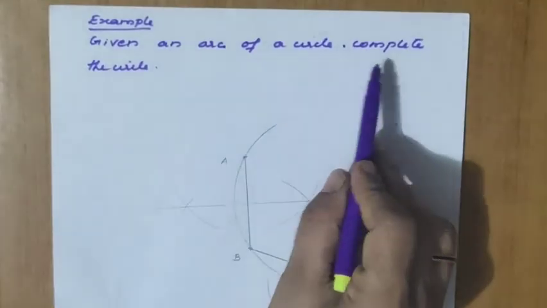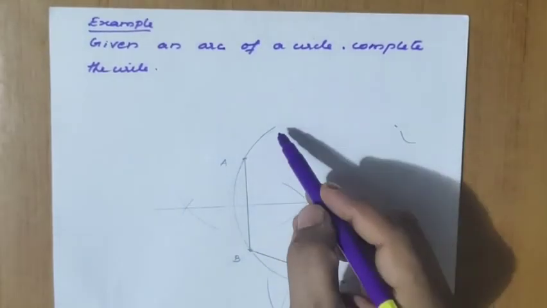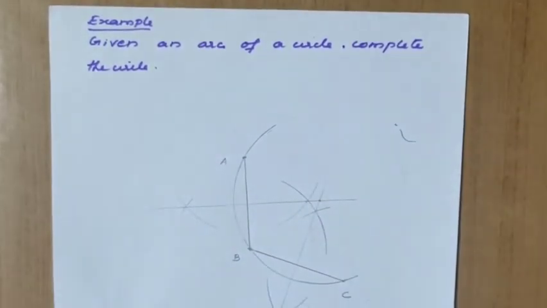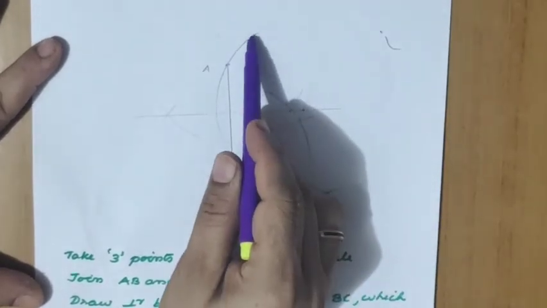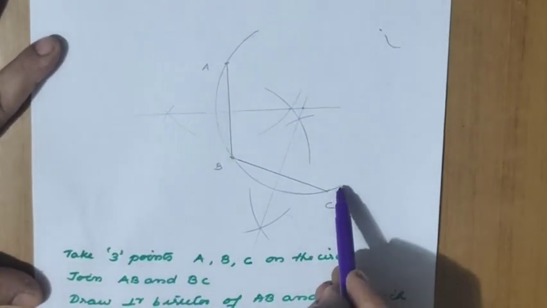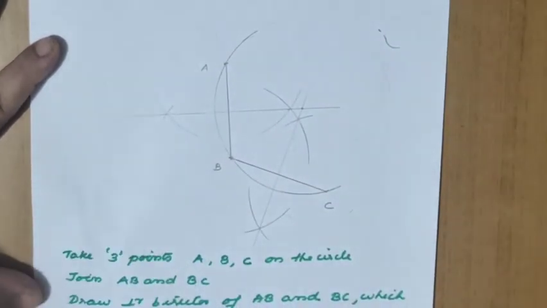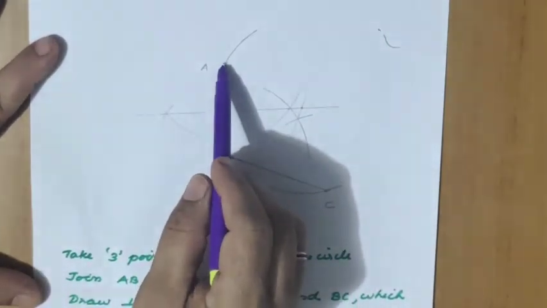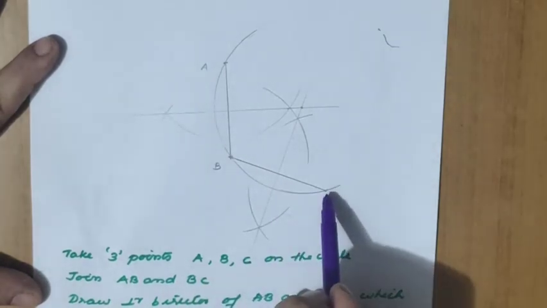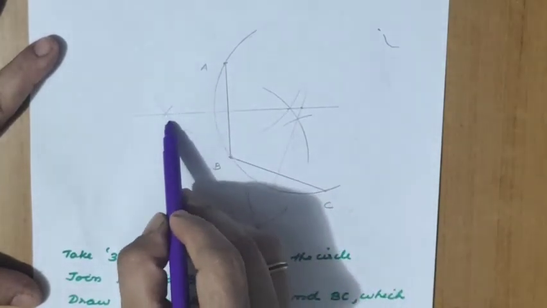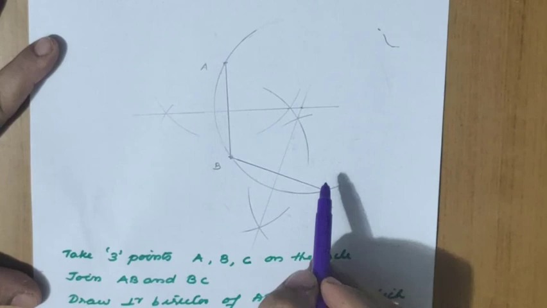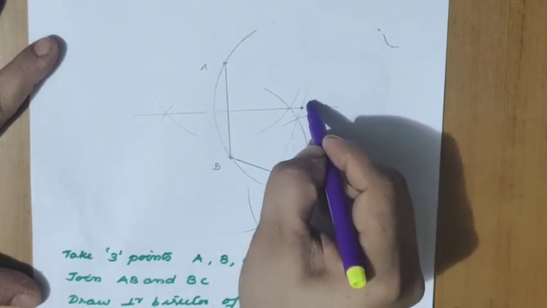Given an arc of a circle, complete the circle is the question. Given an arc of the circle means part of the circle, and the question asks to complete the circle. So the arc of the circle means from here to here it is given. On that part we have to take 3 points, just as we did in the last theorem. Then we have to join AB and BC. After that what is the next step? Draw the perpendicular bisectors. Again they will meet at O.